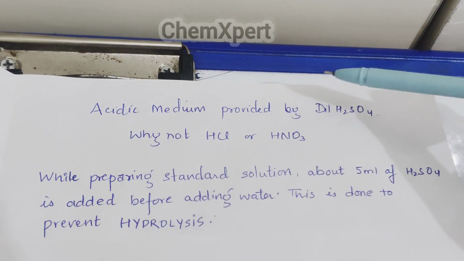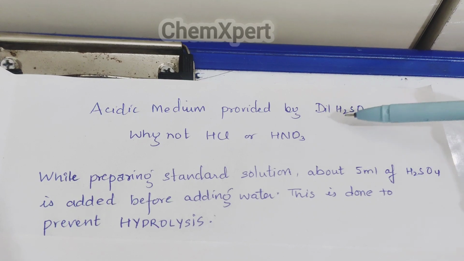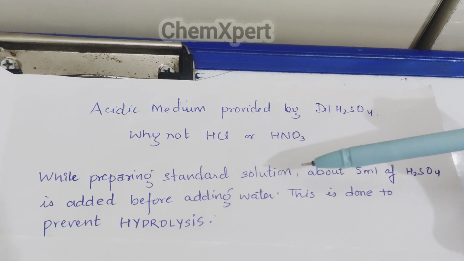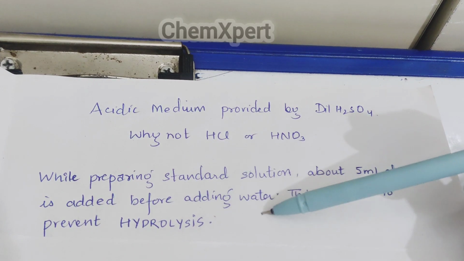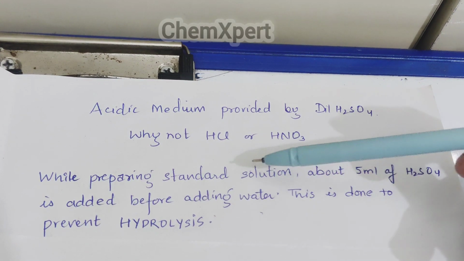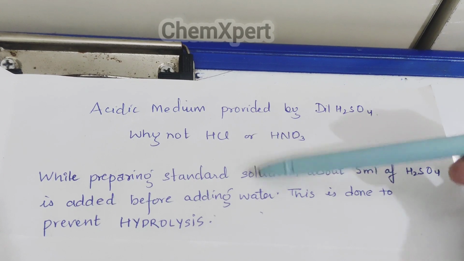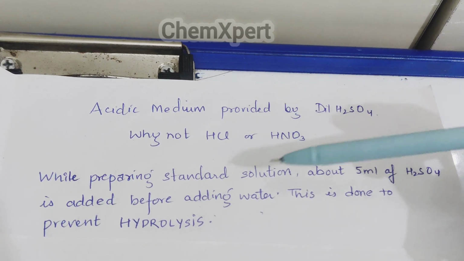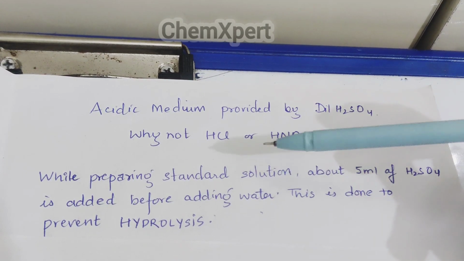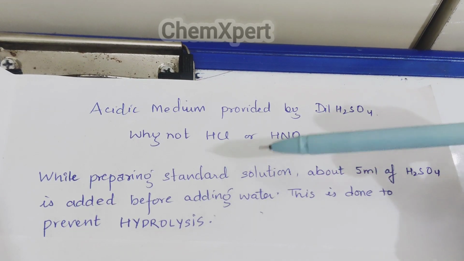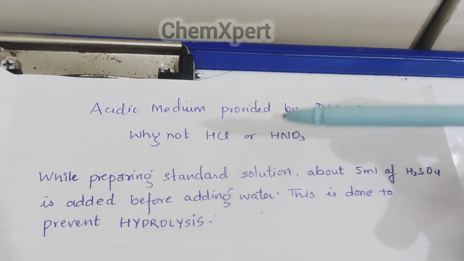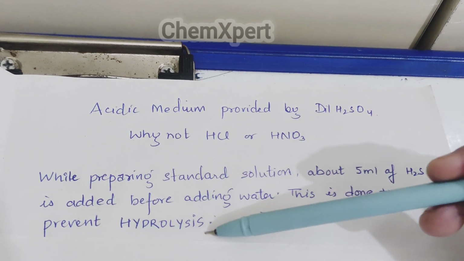It prevents the hydrolysis. So while preparing the standard solution, about 5 ml of H2SO4 is added before adding water. So whenever you are preparing the standard solution by weighing, for example, for M/20 you are weighing 1.96 gram, when you transfer 1.96 gram into the standard flask, you have to first add dilute H2SO4. The reason behind it is to prevent the hydrolysis.